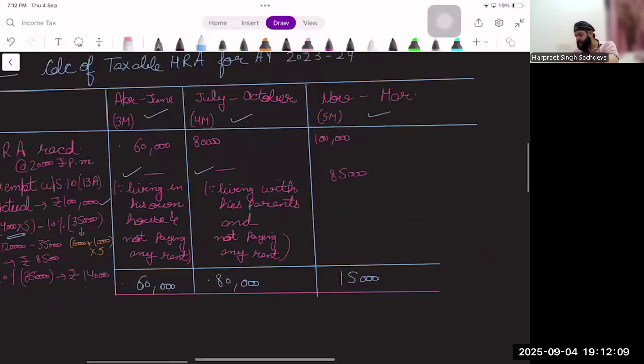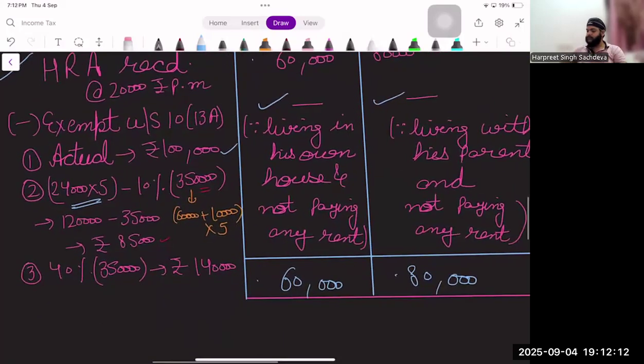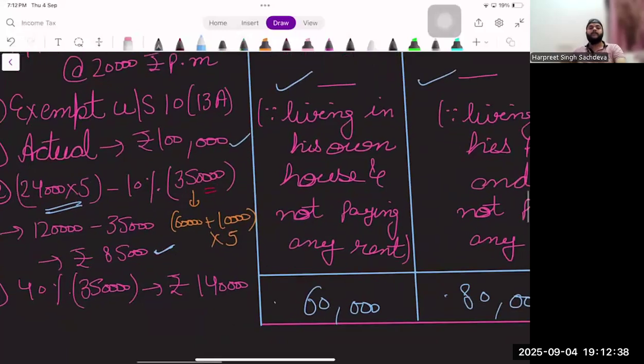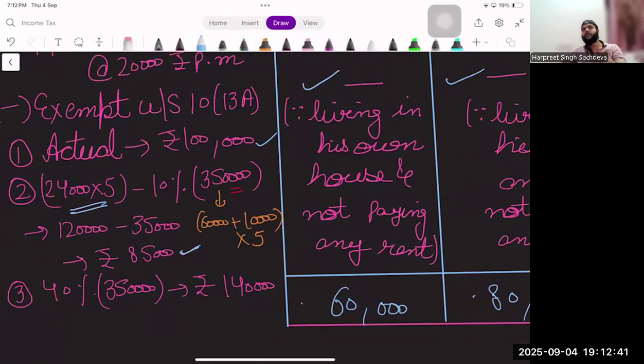Yes or no? So 1,20,000 minus 35,000 becomes 85,000 for the second point. Everyone agree? Second point clear? You need salary for exactly the same months, 5 months, November to March. Because in other questions, November to March may also get the salary changed. We'll discuss accordingly for those questions.